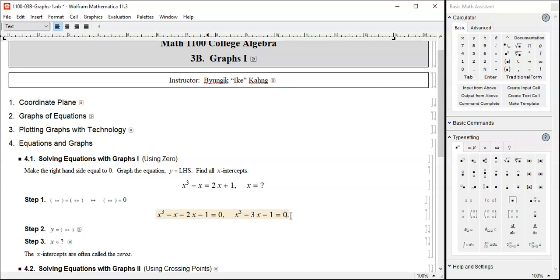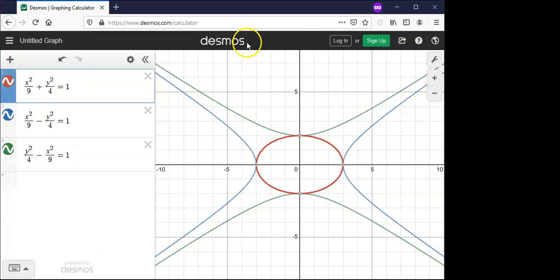No, excuse me, I take it back. No, it's not possible at all. This is a technology-only example. Okay, all right. Now, what we're going to do is graph this and then find out when we have y coordinate equal to 0. Let's go to the Desmos Graphing Calculator.